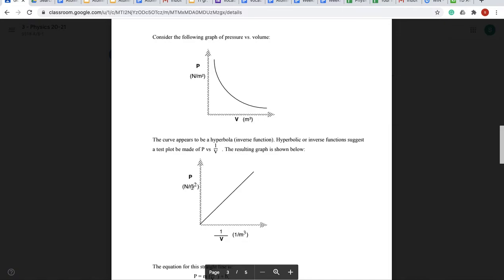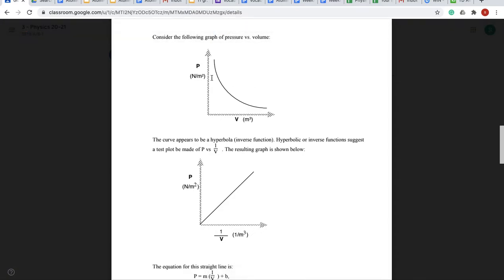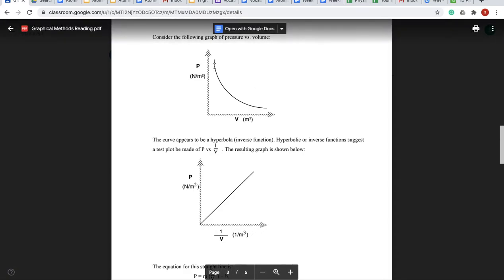So here we are. Pages 3, 4, and 5 have different curved graphs. And the first graph that you will see is a curve that looks like this. It's called a hyperbola. And whenever you have a curve like this, it is what is called an inverse function, which means that as one increases, the other decreases. And so as one goes up, the other goes down. So when you plot those points, that's how it's going to look.